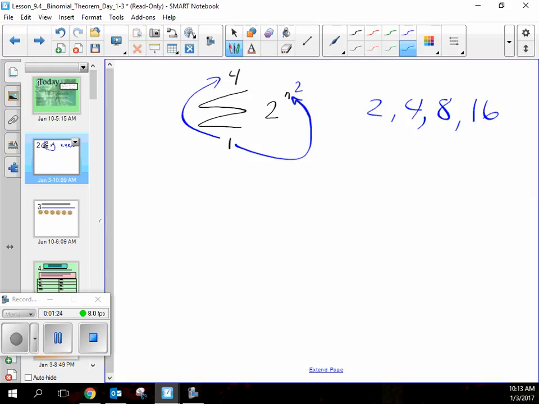Is that geometric or arithmetic? It's geometric because it's multiplying by something each time. What was the R? The ratio, the thing you're multiplying by. Yes, 2, because you could always get that by going that divided by that. Does that ring a bell? That's how you get your R.